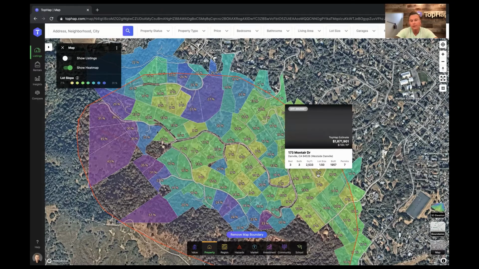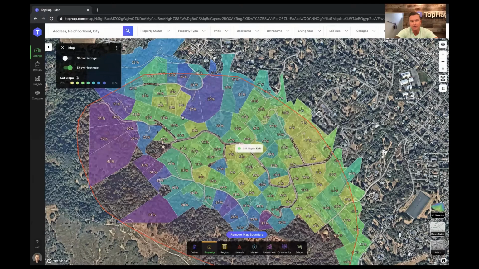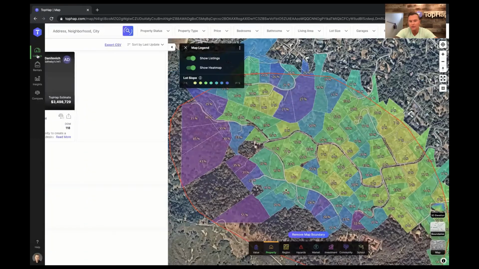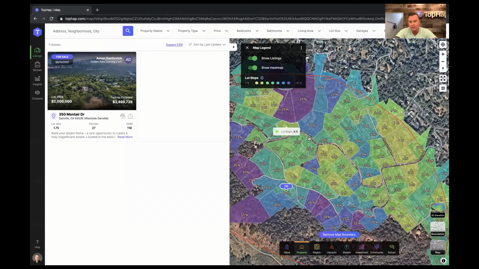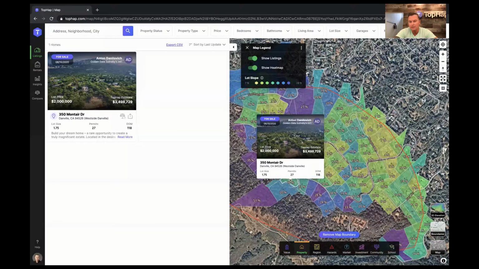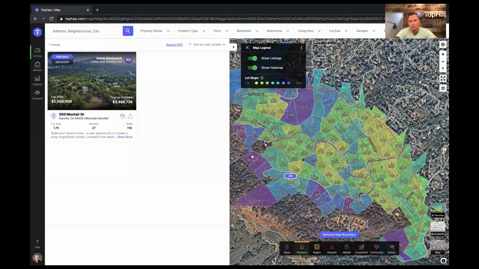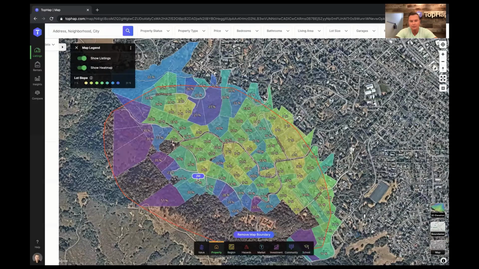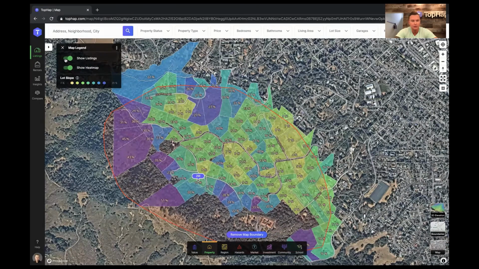Now, what I don't have turned on right now, and we can just for sample, are the listings. You can see that within the selected area, all of a sudden, we have one home for sale that's on a 16 lot slope. If there were more, they would pop up. But for the sake of the demo, we're just turning the listings off.